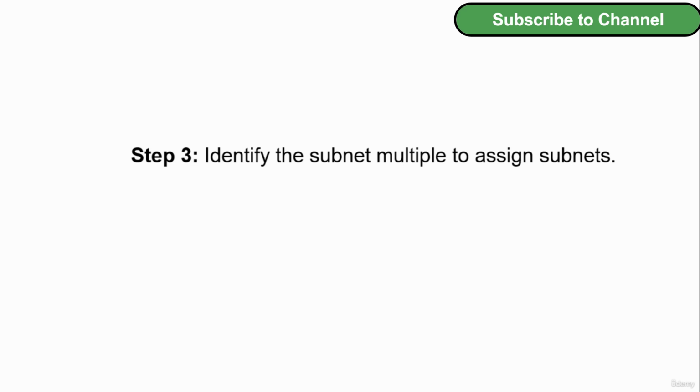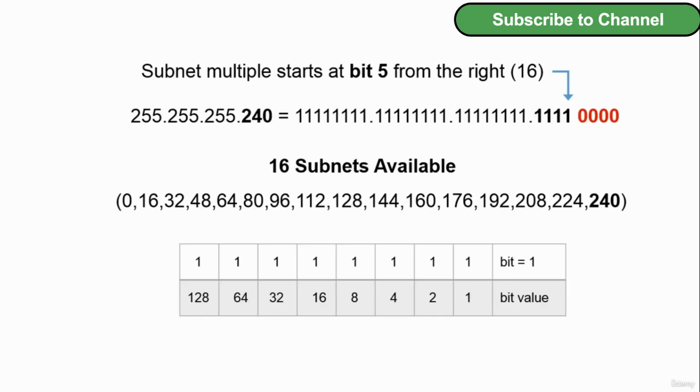Step 3 is identify the subnet multiple to assign subnets. This is a key part of understanding how subnetting works. So the subnet multiple starts at bit 5 from the right. So these are the subnet bits. So bit 5, know what that bit position is. It's 16 right there. So that's my multiple because that's the bit position, and that's the value of the bit position. Well, that's the first bit. So 16, so you just keep adding on 16 as you go along, and that gives you the network addresses.